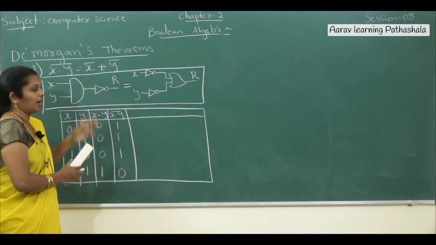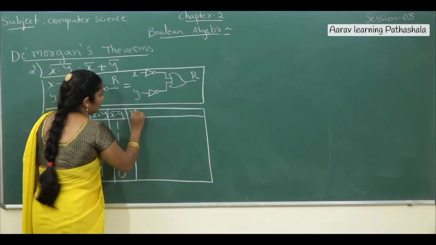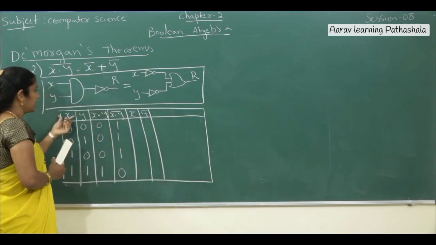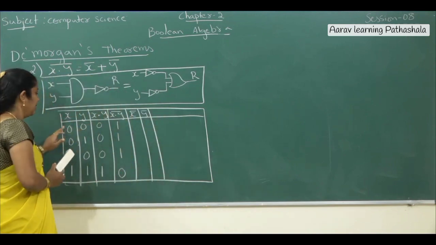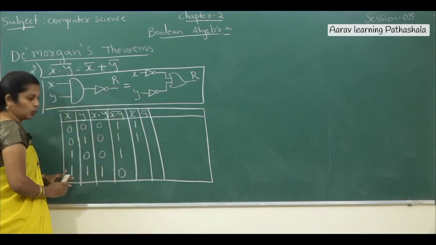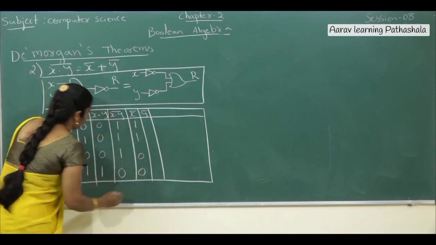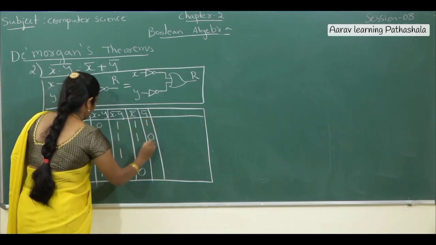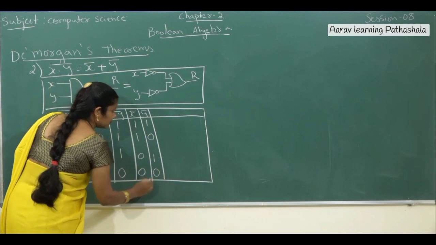Next we will calculate this part. Individually x bar we will find out, then y bar also. How to find out x bar? Just reverse of x. Here 2 zeros we have, then write down 2 ones. Then 2 ones, 2 zeros. For y also, y bar just replace 1, 0, 1, 0.